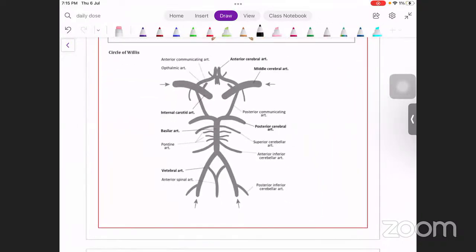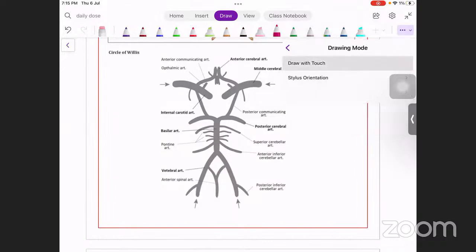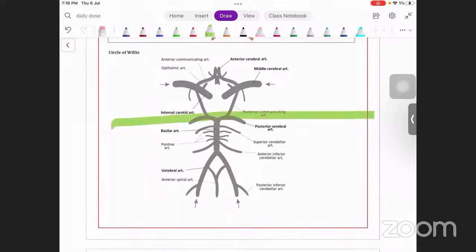Speaking about that, the circle of Willis is pretty important that you have to know. So the circle of Willis is an arterial circle which supplies your brain. We can divide the circle of Willis into anterior circulation and posterior circulation.